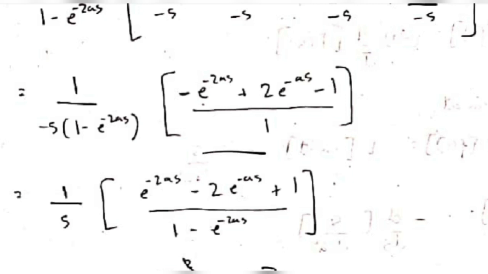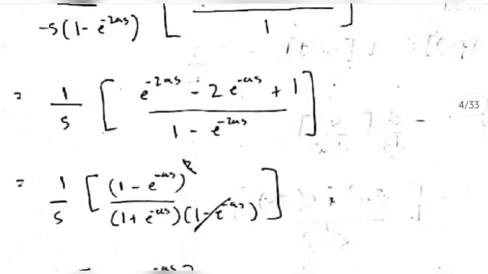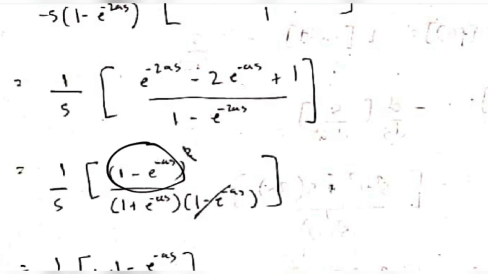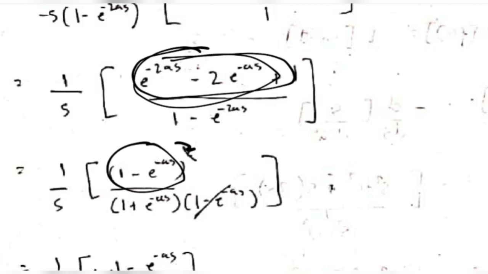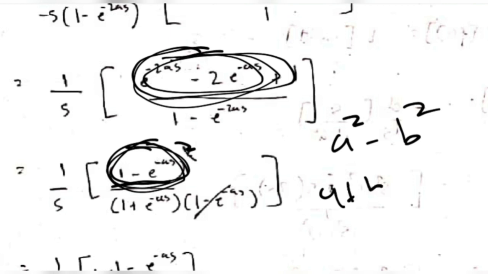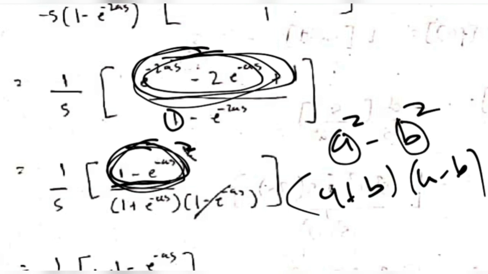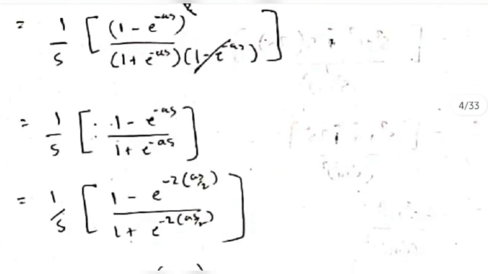See here, the numerator you will get in this form. Now this form can be written as 1 minus e power minus as, whole square. That's the expansion of 1 minus e power minus as whole square. Now the denominator is of the form a square minus b square, that's nothing but a plus b into a minus b, right? So what is a here? It's 1, and b is e power minus as. So if we square it, it will be e power minus 2as. So 1 plus e power minus as into 1 minus e power minus as. Now this one term will get cancelled with this square, and then we'll have these two terms.